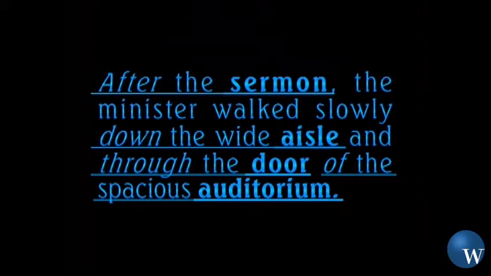Walk slowly down the wide aisle. Okay, down is the preposition. Aisle is, in fact, our object of the preposition. Wide is just a modifier, so down the wide aisle, and then through is another preposition. Door is the object of that preposition. Through the door is the prepositional phrase. Of is the next preposition, and then auditorium is the object of the preposition. Of the spacious auditorium then is the prepositional phrase. So that'll hopefully give you some idea of what we mean by a preposition and a prepositional phrase.